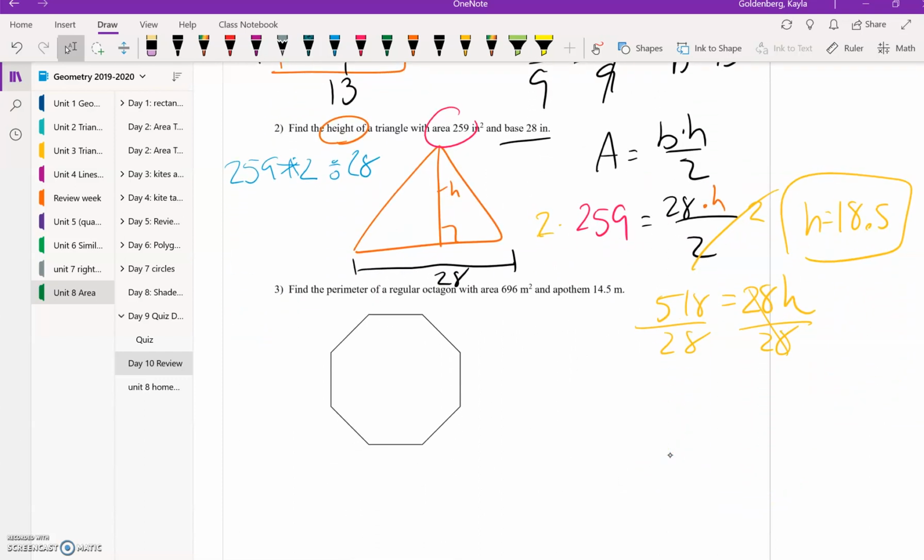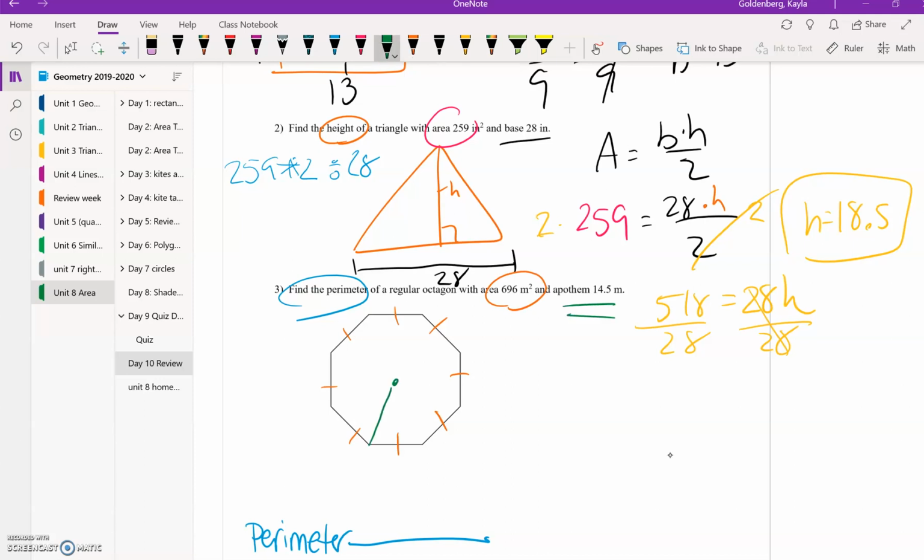Here's our last one, and this one connects nicely to polygons. We are looking for the perimeter, so I'm going to make a note: I have to find perimeter. It's a regular octagon, so all sides are equal, right? All 8 of them. It's got an area of 696 meters squared. And what's really nice is they told me the apothem.